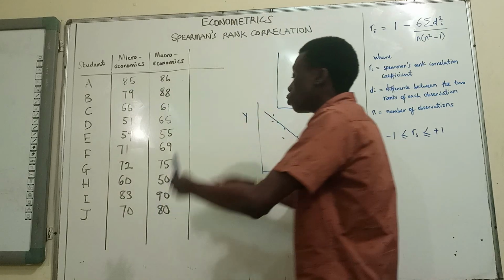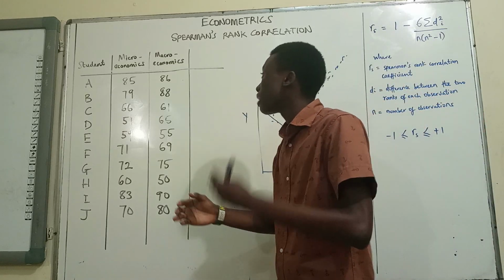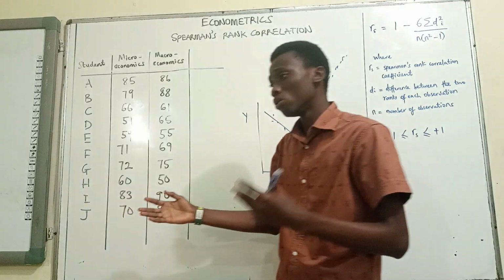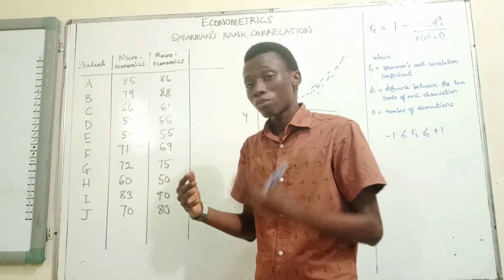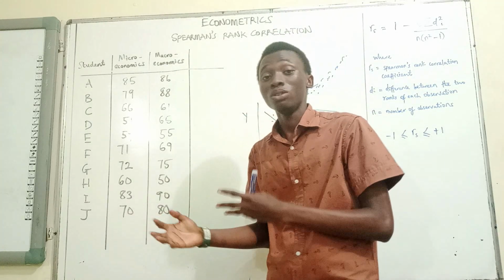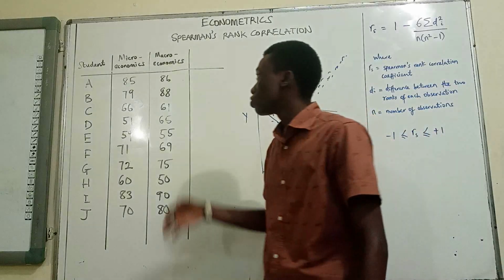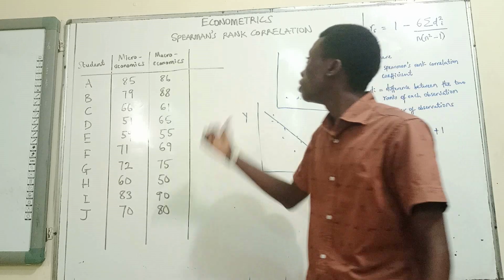What is the purpose of this? Now, we want to look at the relationship between a student's score in microeconomics and the score in macro. We want to see if they closely follow. So can you just say a student is doing very well in macro, probably will do similarly well in micro, or is there an inverse relationship, something like that? So at the end of this class, we'll be able to bring that out using this formula.